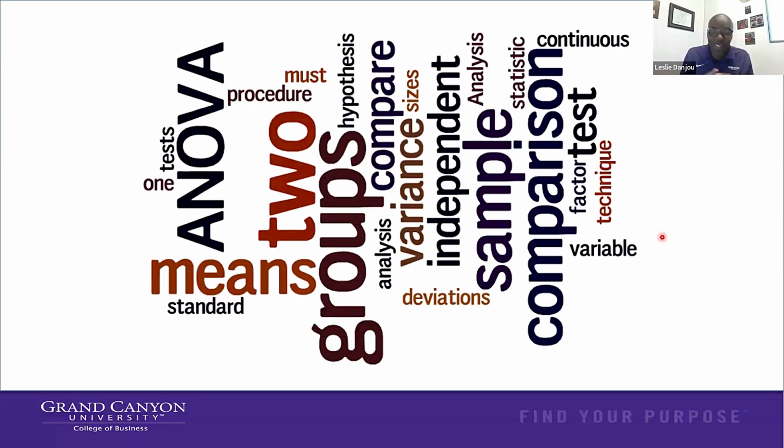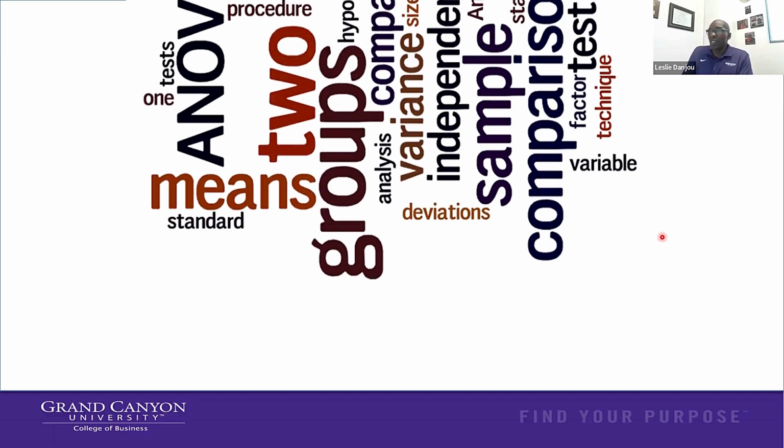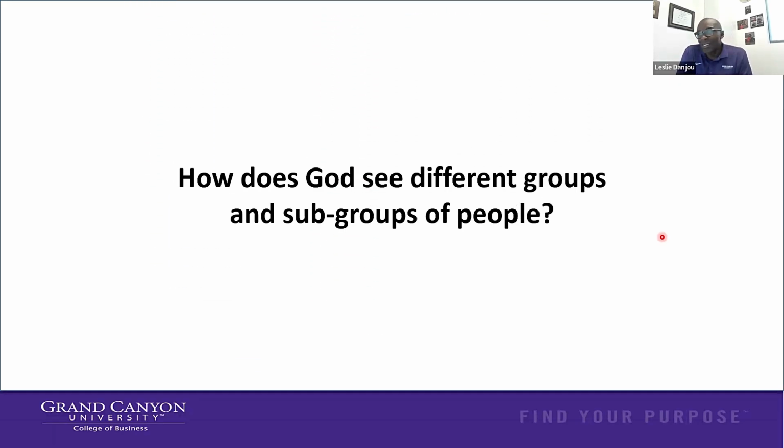So you know what I always like to do? I always like to come from a Christian worldview perspective. Today, I'm going to be coming from different groups, different subgroups. So my question to you all is this: how does God see different groups and subgroups of people, of nations? Does God see Jews better than Gentiles? Does God see some kind of religion better than another? Or does God see them as people, and God reaches out to people no matter what background you come from?